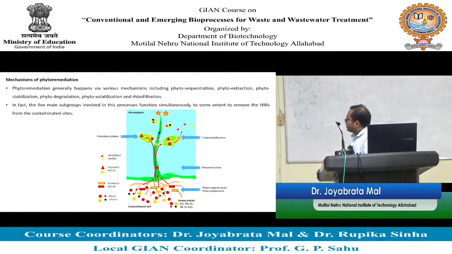So you can see that two mechanisms happen below the surface, below the ground. One is phytosequestration, one is phytostabilization. Then you have phytoextraction. From the name itself you can understand it extracts the metal. Same thing like bioaccumulation or bioabsorption.